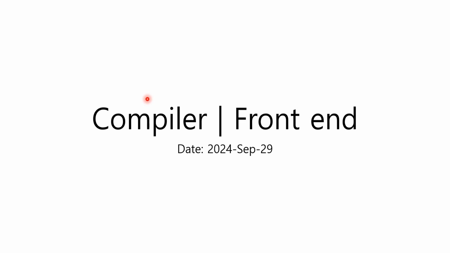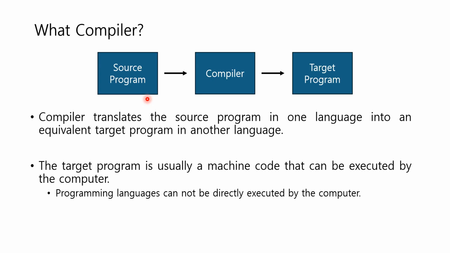Hello everyone, in this video you'll be learning about the front end of the compiler. When you write a program in C or Java, the program cannot be directly executed by the computer. To execute it, the source program, which is the original program written in one language, needs to be translated into machine code. This translation process is done by the compiler. That is, the compiler translates the source program written in one language into an equivalent target program in another language. The target program is usually machine code that can be directly executed by the computer.